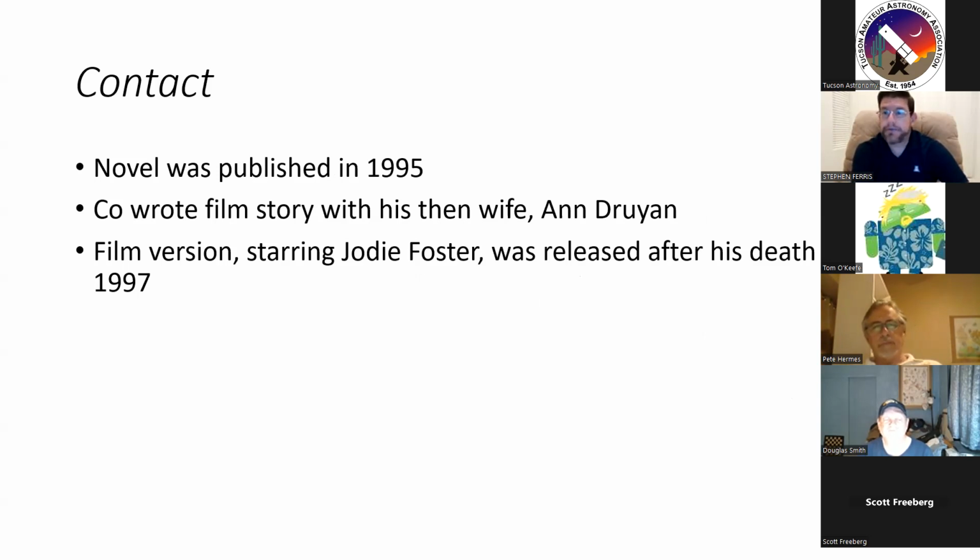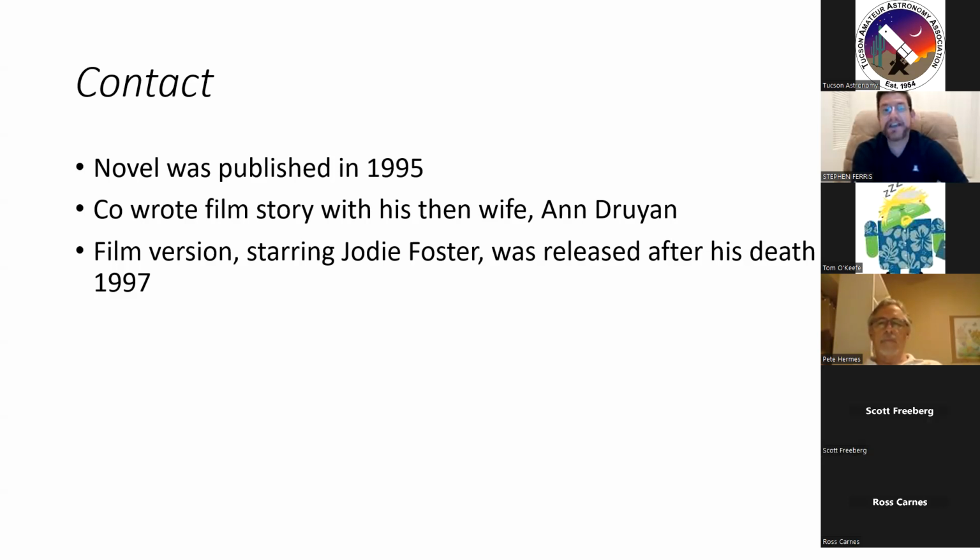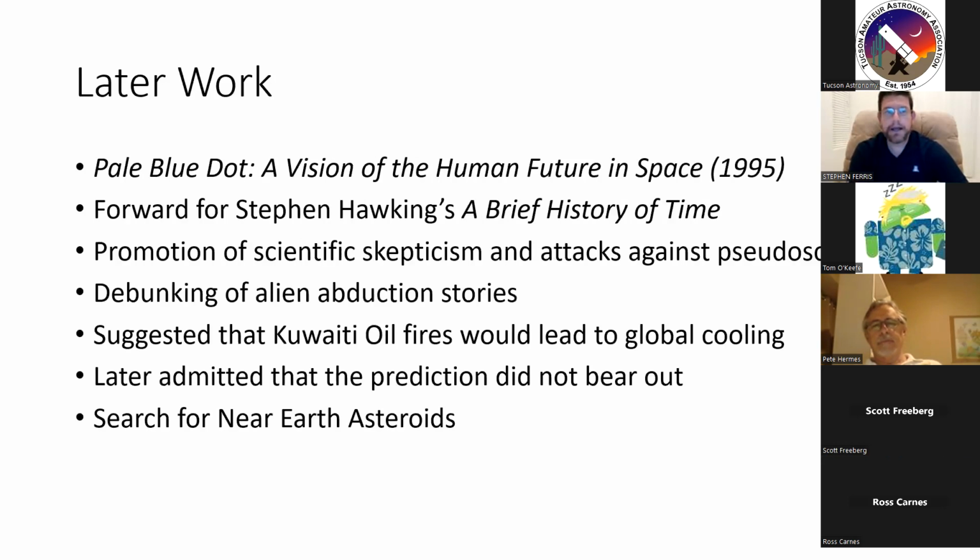Contact is one of the ways that he's best known. It was a novel that was published in 1995, and he also co-wrote the film story with his then wife, third wife, Ann Druyan. And the film version, which is, I think, known among science fiction fans and astronomy fans, but not so well known outside of that, was released in 1997 after his death. So we never got to see it turn into a film, although I believe he knew at the early stages that that was going on. Some later work that he did, Pale Blue Dot was a follow-up to Cosmos, especially the book.